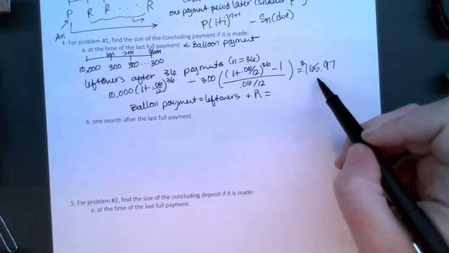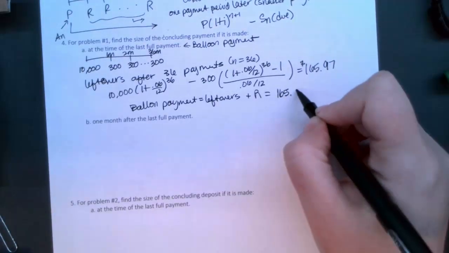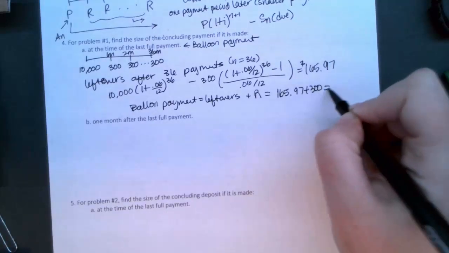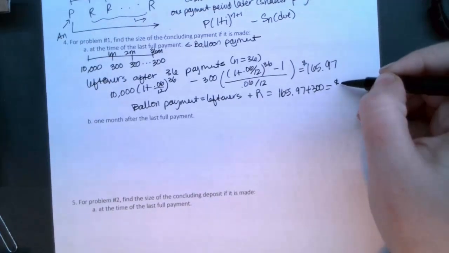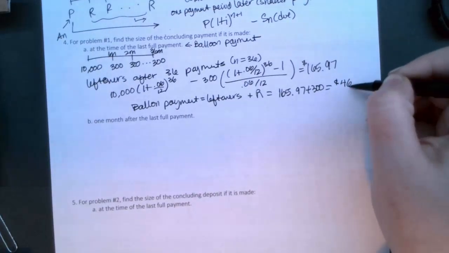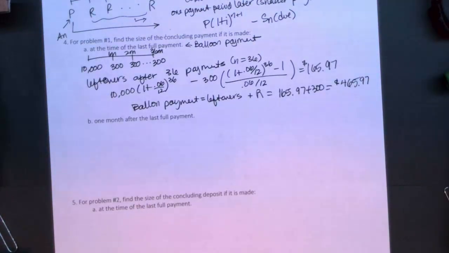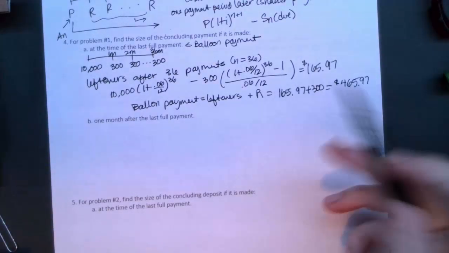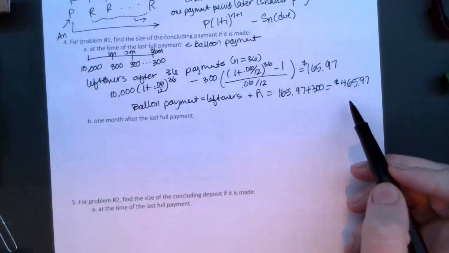So in this case, we'd add this to 300. So we're going to do 165.97 plus your 300. So then the large concluding payment, that 36th payment, is going to be $465.97. Okay? Now, if we were to wait a month and make that payment the next month instead of trying to swing all $400 at once, say for some reason these borrowers just couldn't afford that, that's okay. They can do that, but they're going to have to pay interest on that leftovers.